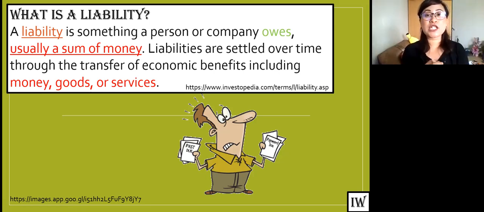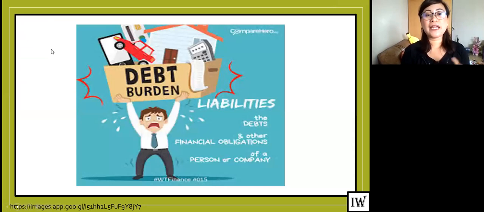But that all depends on the person na inuutangan mo, or depends on the agreement that you and the other person have. All right? Okay, so that's liability. Liability, okay, so it is being shown in this picture. It's not so clear, but okay, so this is debt burden. Usually, dadami yung liabilities natin. Some people, our liabilities pile up and pile up until they become burden or parang problema na sila sa atin.